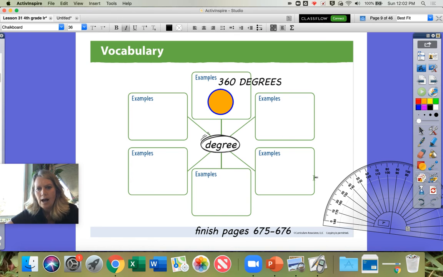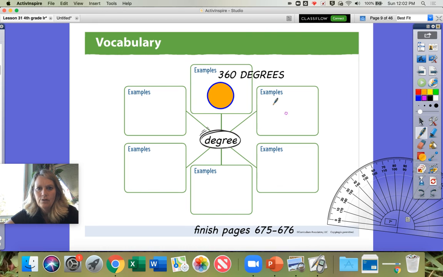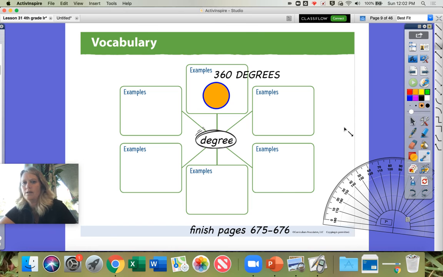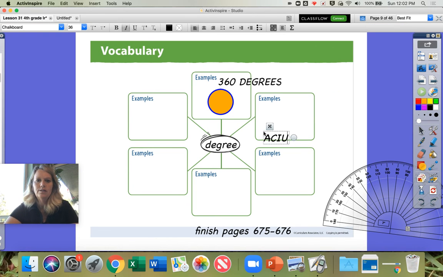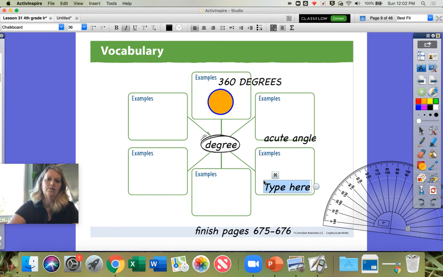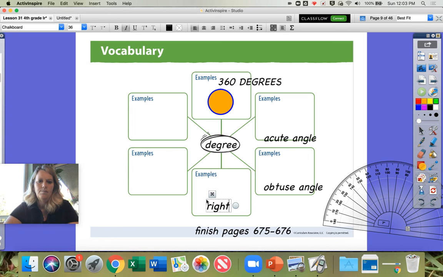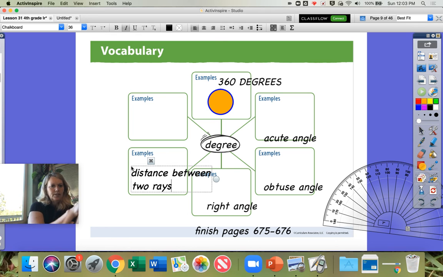Other examples of degree. I would probably put in the different kinds of angles that you know. Draw yourself a right angle, draw yourself an acute angle. Maybe I'll just type in those words and you can give that a go. So draw a picture of an acute angle, and do an obtuse and right angle, because you definitely need to know those and be able to label them. And then it helps you. What's another example of the word degree? Maybe you just want to put in words like it literally measures the distance between two rays. That's what it's measuring, the distance between two rays.